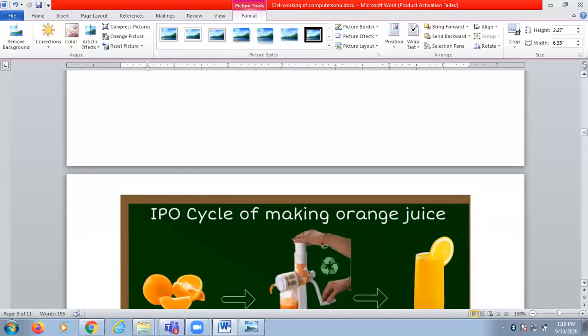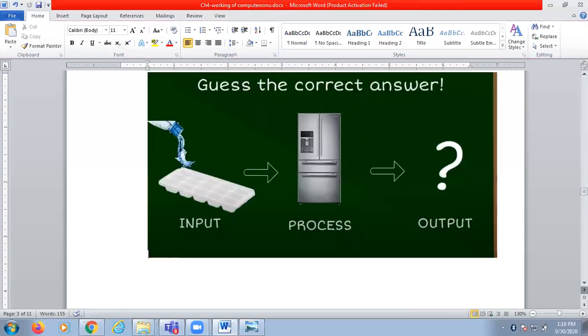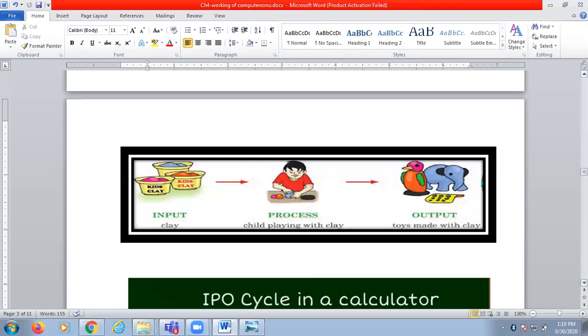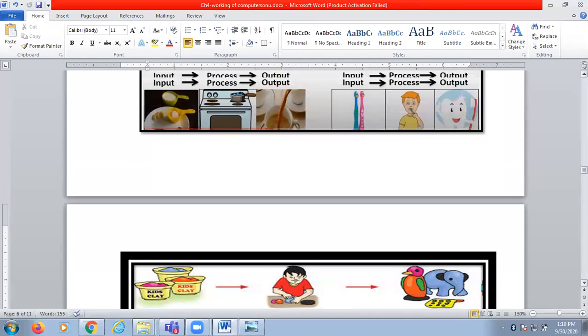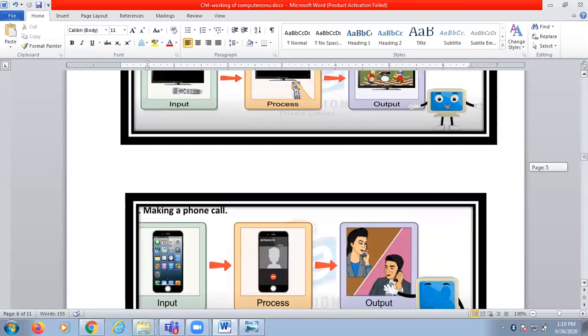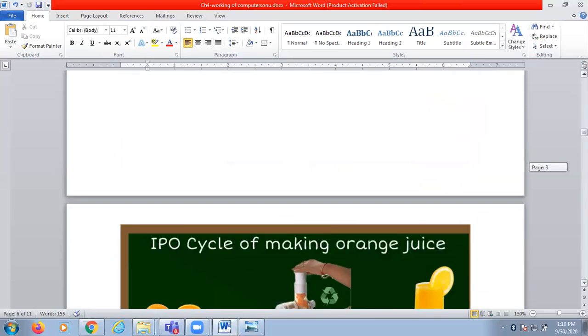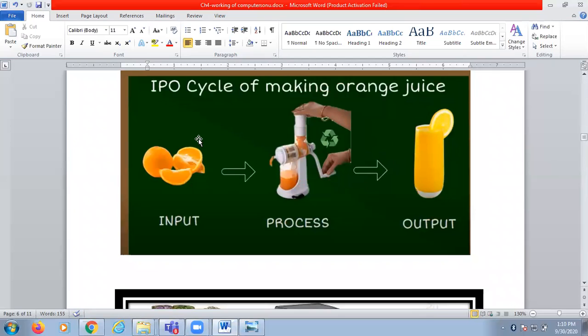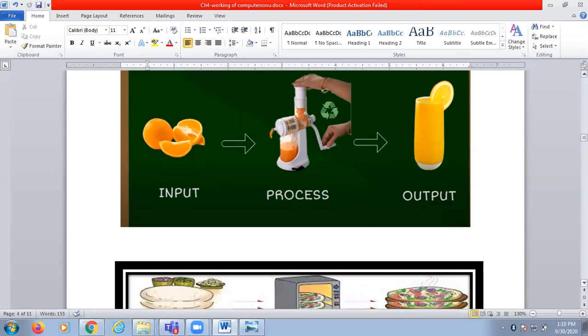Let us take an example of making of an orange juice. Okay, so orange juice, how have we made the orange juice? For the input, give me a second, let me open that. For the input, I want oranges. For the process, I want my mixie. And for the output, what do I want? What is the output? My yum tasty orange juice is ready. So this is IPO cycle for the orange juice.